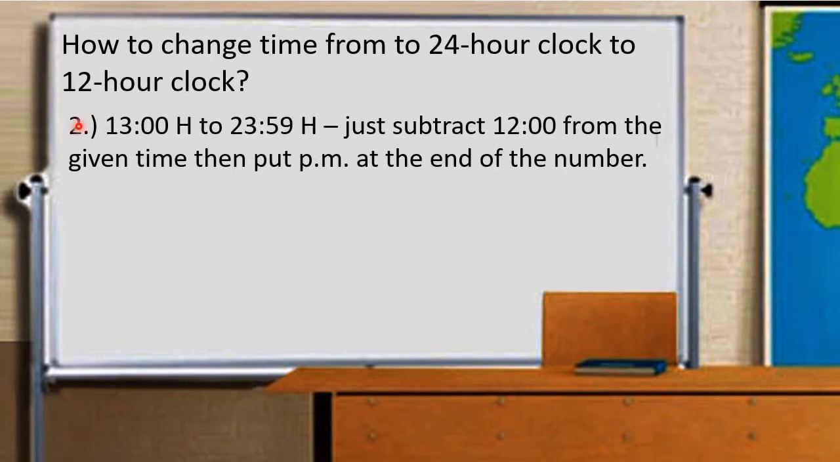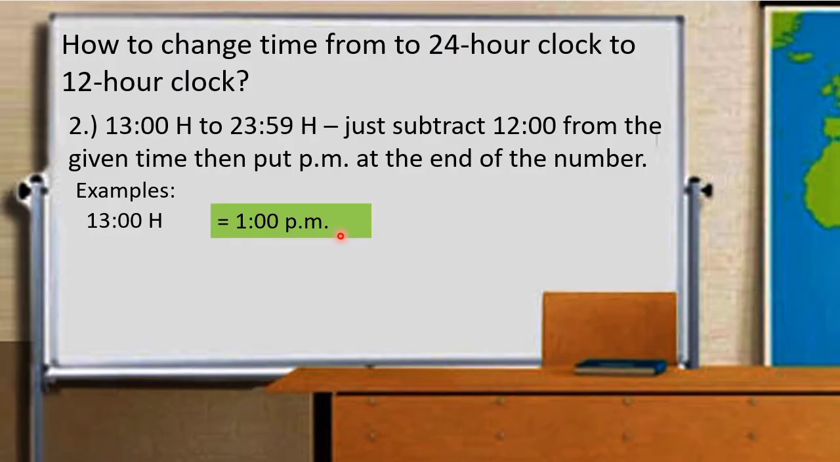The third one is from 1300 hours to 23:59 hours. We will subtract 12 from the given time, then put PM at the end of the number or at the end of the time. Let's have our examples. 1300 hours. So we will subtract 12. 13 minus 12 is 1 PM.